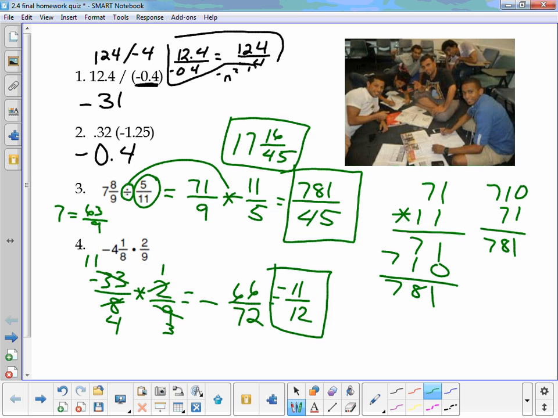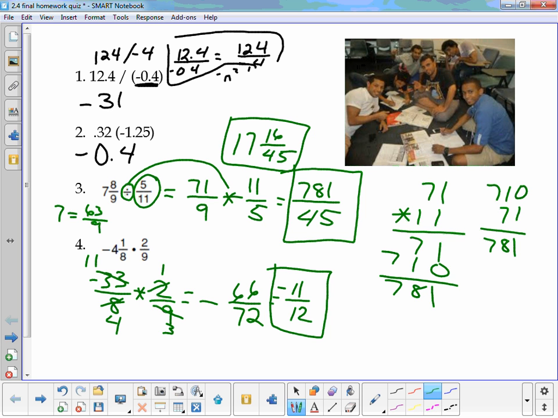Okay, so just so you know, if you look at SchoolView today and you see how you did on your homework quiz, the kids that forgot signage, so if you put 11/12 instead of negative 11/12, I gave you 3 out of 4 for that. Okay, there are some kids that were close on this one, and they just multiplied incorrectly somewhere. One little simple mistake, I didn't give you a 2 for that. I gave you a 3 out of 4 for that.